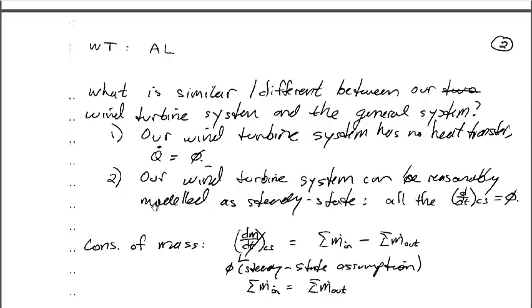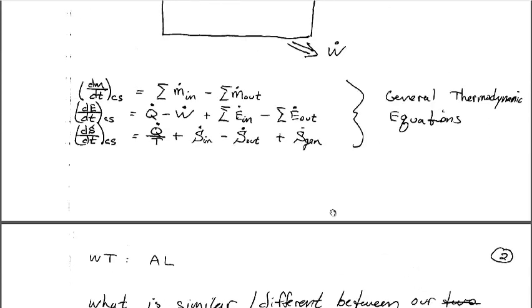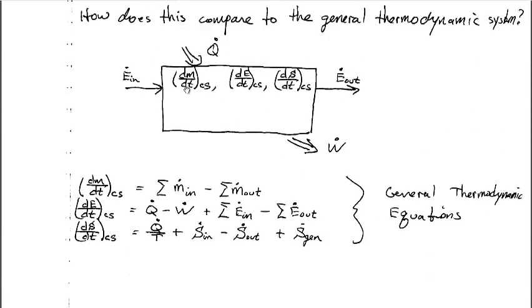So what does it mean to say that our system is steady state? Well, it means that all of our d by dt terms of our control system are equal to 0. In general, steady state means things are not changing with time. They're constant with time. So if we say our control system is steady state, that means that the mass of the control system is constant. It's not changing with time. It means that the energy of the control system is constant. It's not changing with time. It means that the entropy of the control system is constant. It's not changing with time.